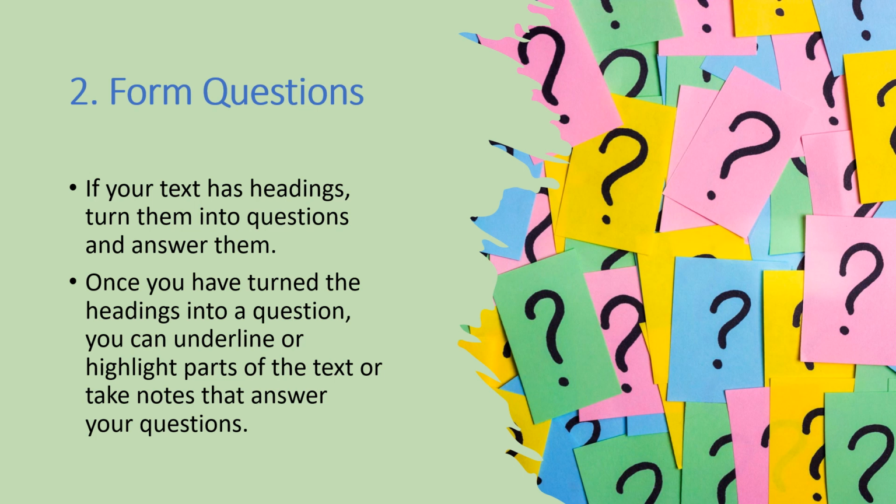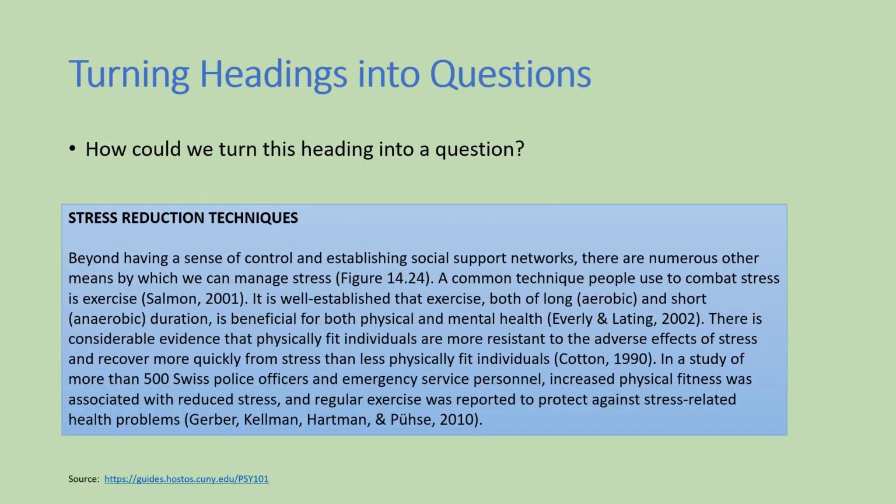The next active reading strategy is to form questions. If your text has headings, turn them into questions and answer them. Once you've turned the headings into a question, you can underline or highlight parts of the text or take notes that answer your question. Here's an example of turning headings into questions. The heading for this paragraph is stress reduction techniques. So a question we could ask about this is, what are some ways to reduce stress? So as you read, you're looking for the answer to that question.